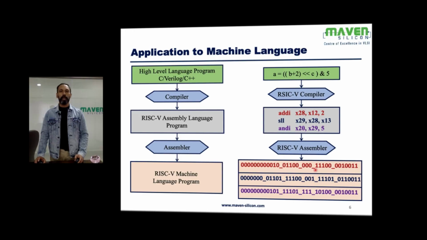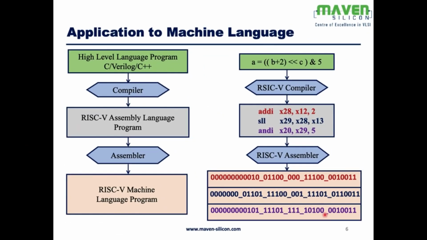This is defined by RISC-V ISA, and this is how the instructions will be converted into binary. So finally the binaries will be loaded into RAM, and then the processor is going to fetch the instructions one by one. So everything is going to be executed in terms of binary.